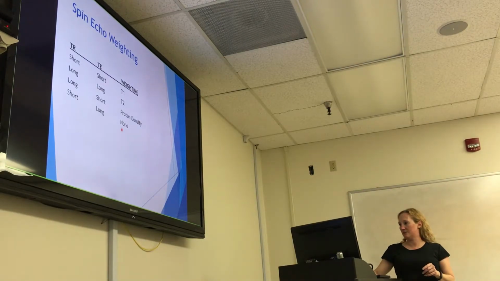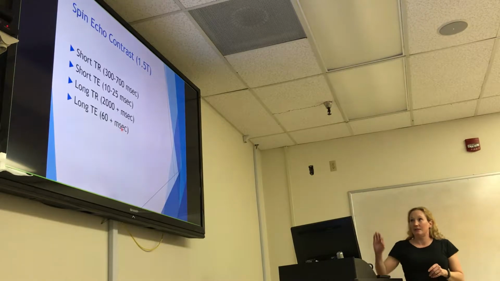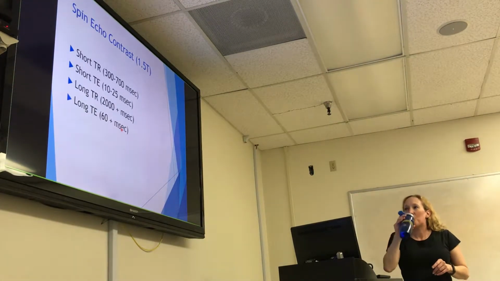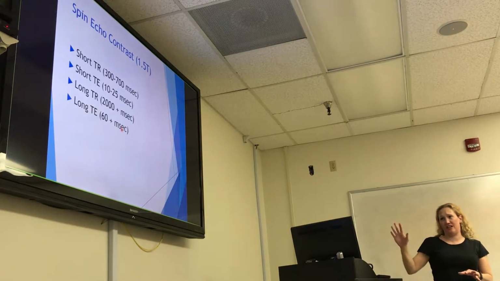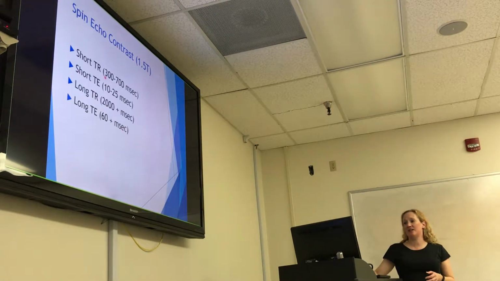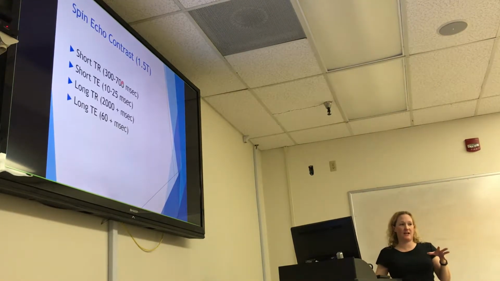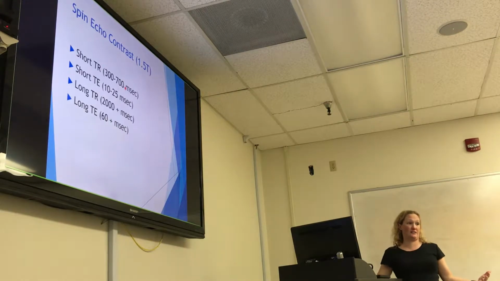All right, so let's look at some specifics here. Again, we're talking about 1.5 Tesla. The ranges for these: a short TR is in the range of 300 to 700 milliseconds. Typically, you're not going to want to go over 700, that's kind of the upper limit. You might see some texts push that envelope a little bit, but the higher you go, you're not going to have as good of T1 contrast for that short TR.